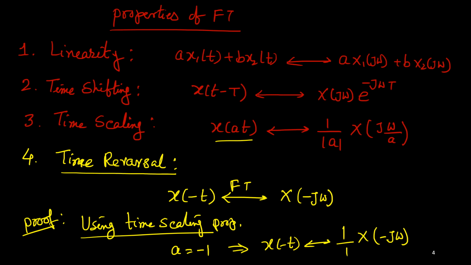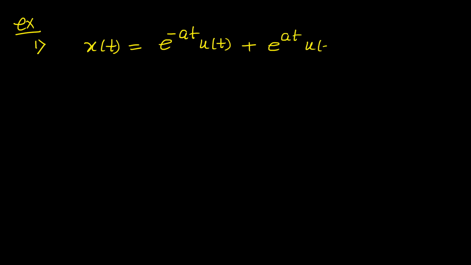Now, what is the implication of time reversal? Also we'll take a few examples. First of all, example number 1: if x of t is a combination of these two, e to the power minus at u of t plus e to the power at u of minus t.